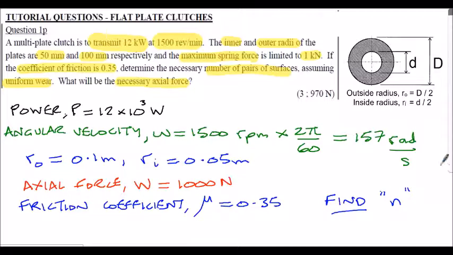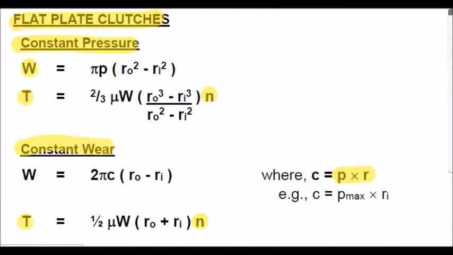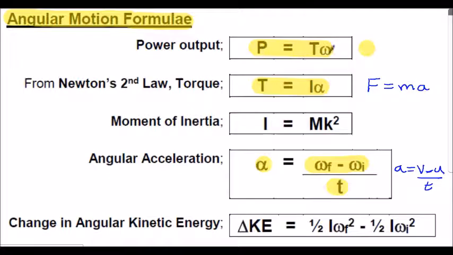Now if I just flip back to the formula, the first thing I'm going to do here is use this P is equal to T omega formula, because they've given us the power in this particular question. They've given us implicitly angular velocity in radians per second, so I can rearrange that to find the torque. So that's my first protocol. Whenever I'm given power, I usually look for the P is equal to T omega formula.